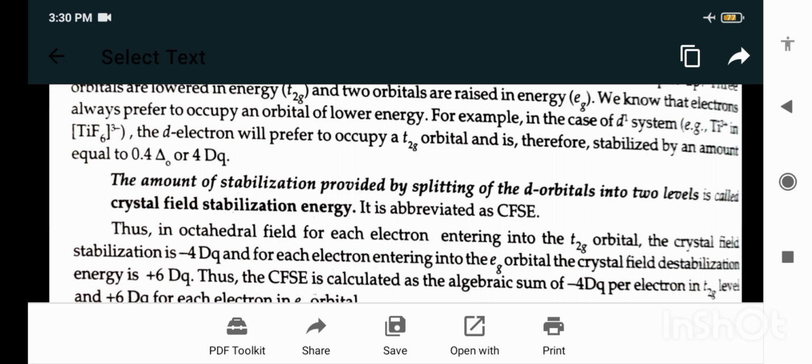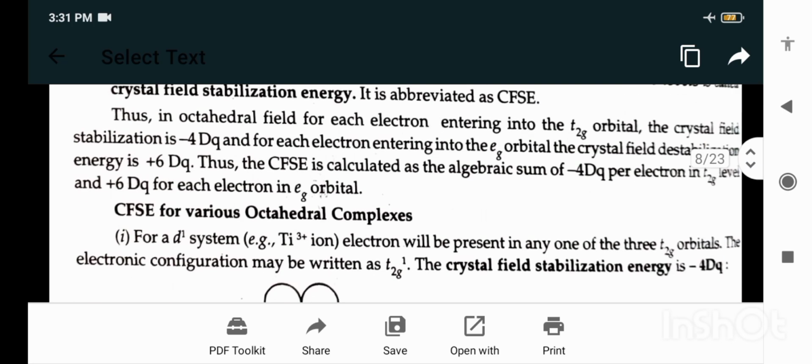Thus, in an octahedral field, for each electron entering into the t2g orbitals, the crystal field stabilization is minus 4 Dq, and for each electron entering into the eg orbitals, the crystal field destabilization energy is plus 6 Dq. Thus, the CFSE is calculated as the algebraic sum of minus 4 Dq per electron in the t2g level and plus 6 Dq for each electron in the eg orbitals.